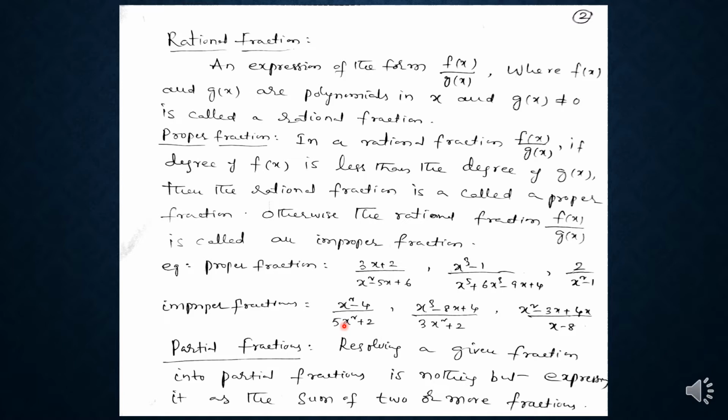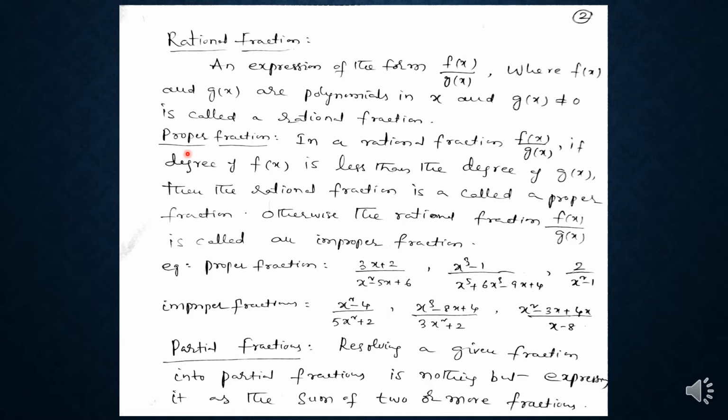Here the degree of the numerator is 2 and the degree of the denominator is also 2. So this is called an improper fraction. Here the degree of the numerator is greater than the degree of the denominator, 3 is greater than 2. And here also the degree of the numerator is greater than the degree of the denominator. So these are called improper fractions.